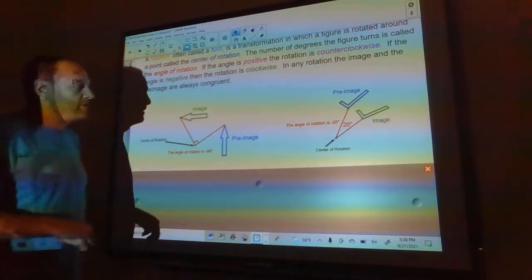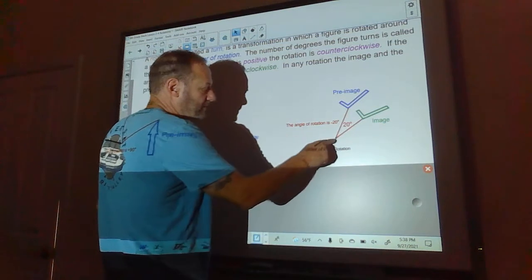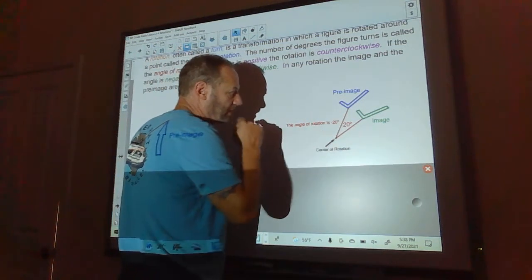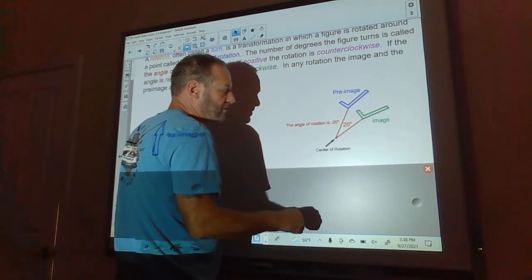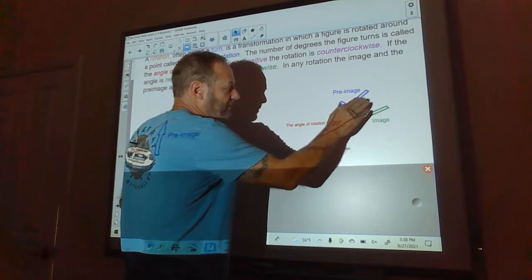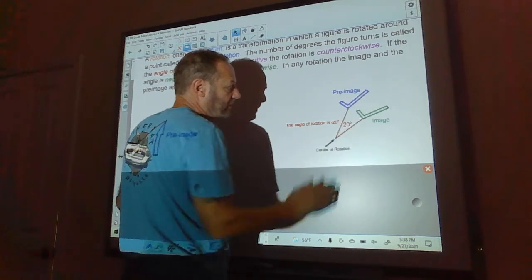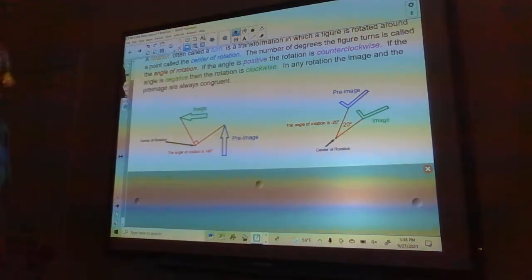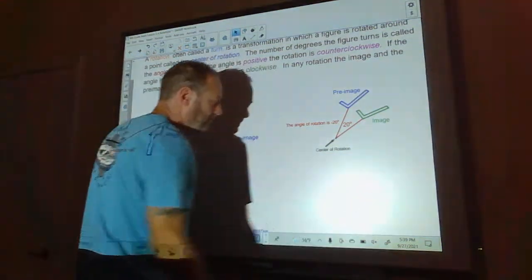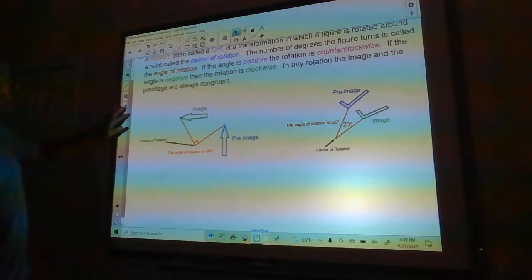Now here's the center of rotation, this check mark right here. This is an angle of rotation of negative 20 degrees. So it took this and rotated it 20 degrees that direction. So, pretty simple.